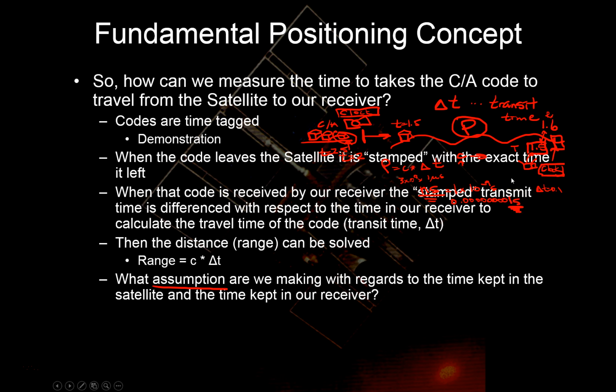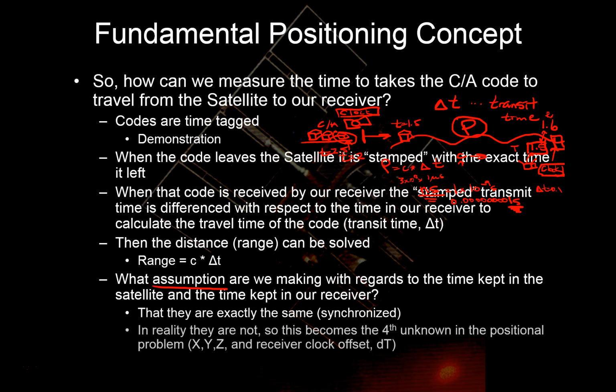So this introduces the fourth unknown within the problem. We call this fourth unknown the receiver clock offset, dT, which really just means our receiver's clock is going to be counting some time, 1, 2, 3, when the satellite's clock could be counting 1,000, 1,001, 1,002.